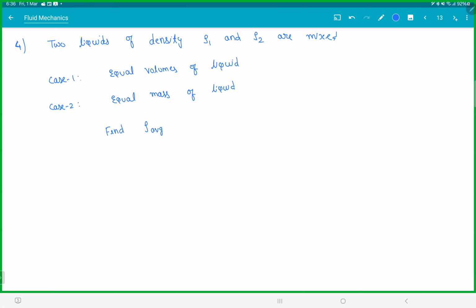Let's see. Rho average is simply total mass by total volume. Rho 1 V, rho 2 V by V plus V.